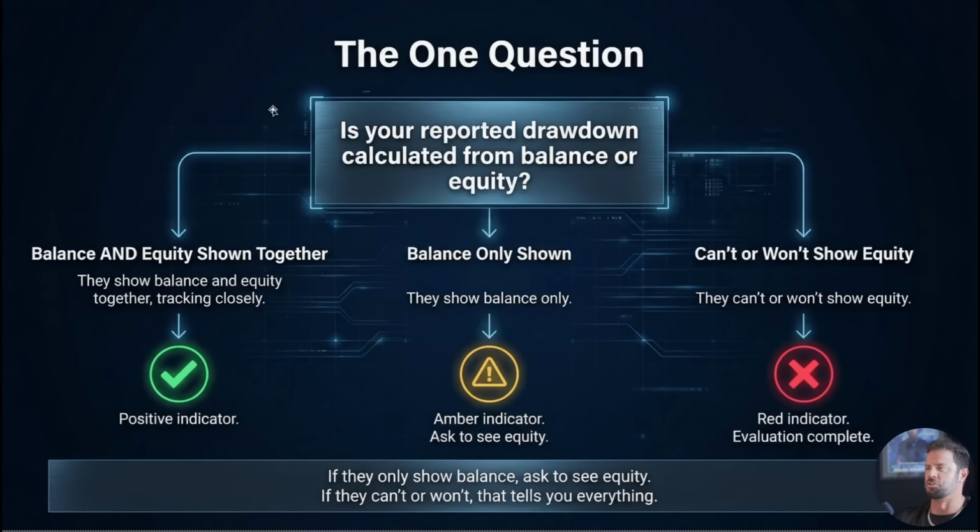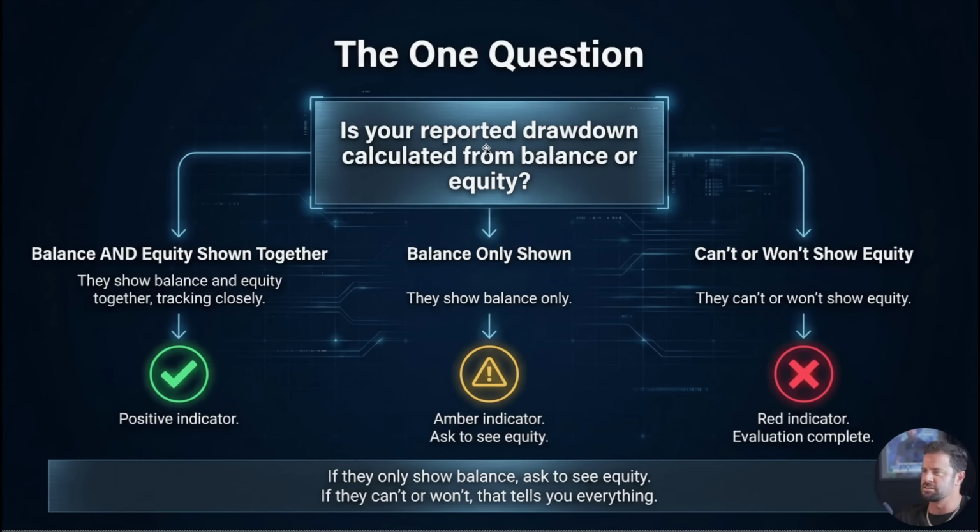So the one question, what's our tool, right, that we can quickly ask ourselves or ask somebody who's presenting a product to you: is your reported drawdown calculated from balance or equity? And that's just an important case study, because if they are reporting it from the balance, that's not necessarily a bad thing. You just need to understand that it's reported from there so that you can check, hey, does the equity curve follow the balance curve really closely? Because then there wouldn't be any distortion there.